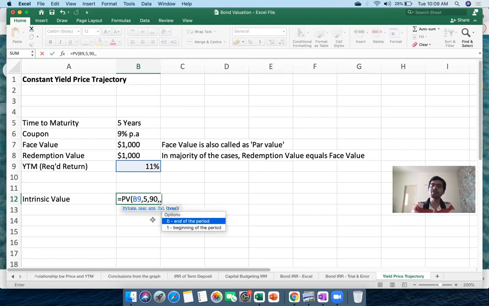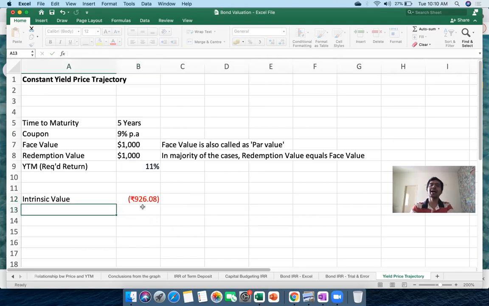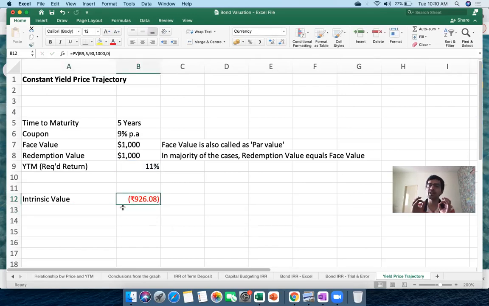And then it's asking me for the future value, which is nothing but $1,000, the redemption amount. And then type is going to be 0 because I'm going to receive all the cash flows at the end of each period. I'm not going to receive cash flows at the beginning of year 1, year 2, year 3, year 4, year 5. I'm going to receive the cash flows at the end of year 1, year 2, year 3, and so on. So we select the end of the period, which is 0. And when I hit enter, I get an intrinsic value of 926.